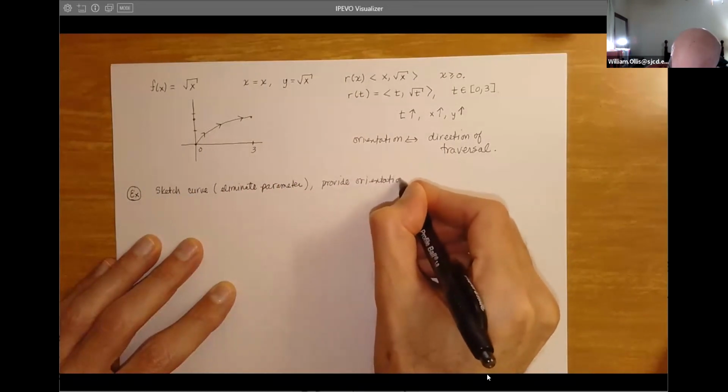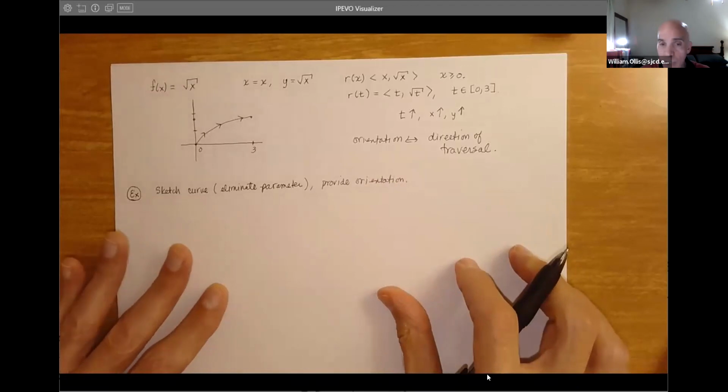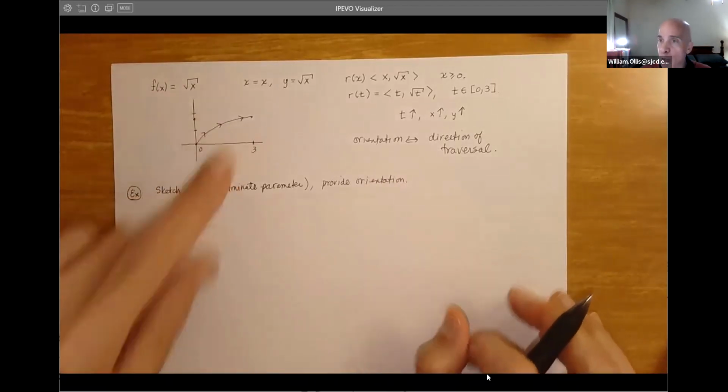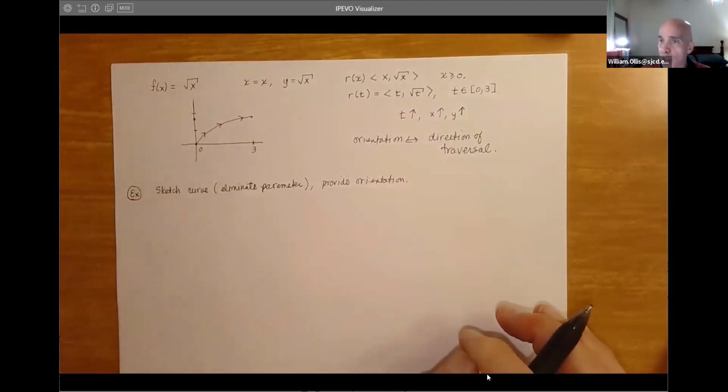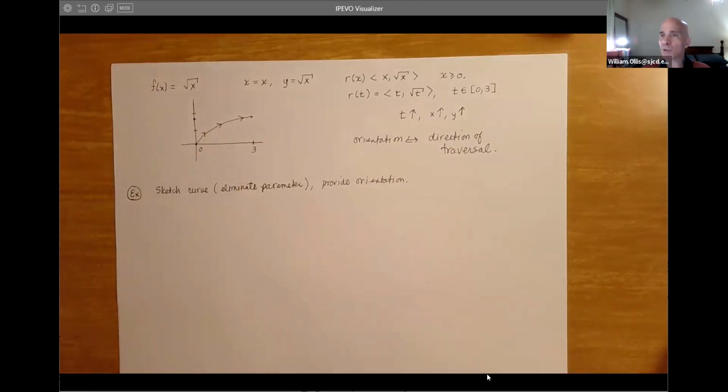That is, once we have a parameterization, we need to figure out how we are traversing the curve. What's the direction of traversal? When we think about trigonometry, usually it's counterclockwise when we think about the unit circle, as long as we're moving from 0 to say 2 pi. So that's going to be easy.